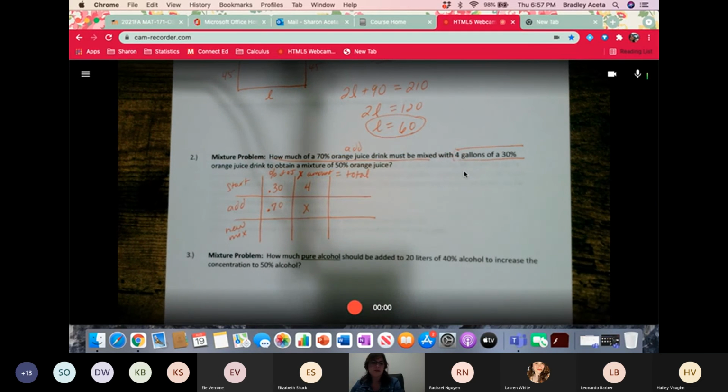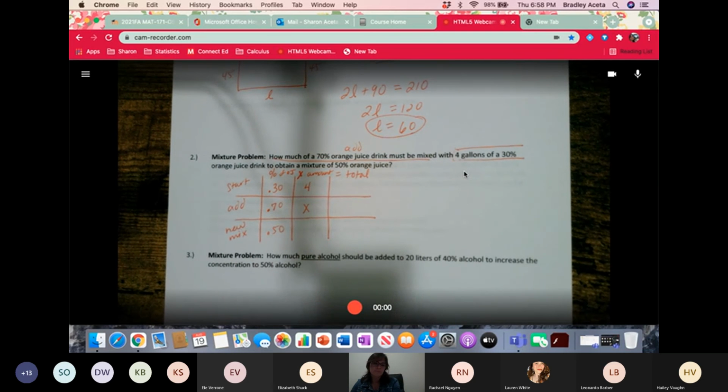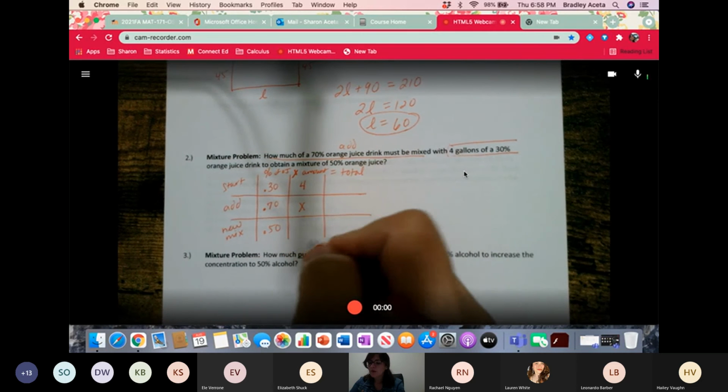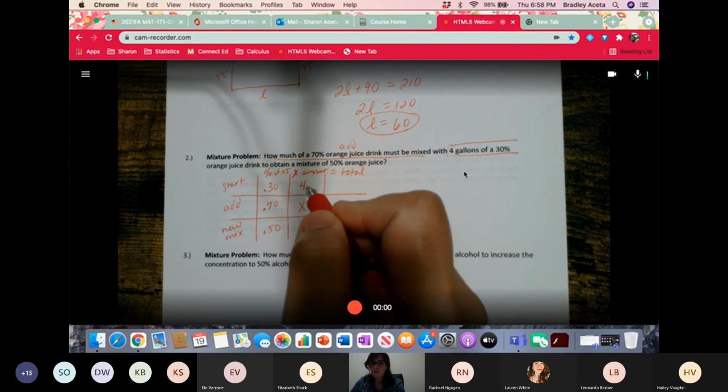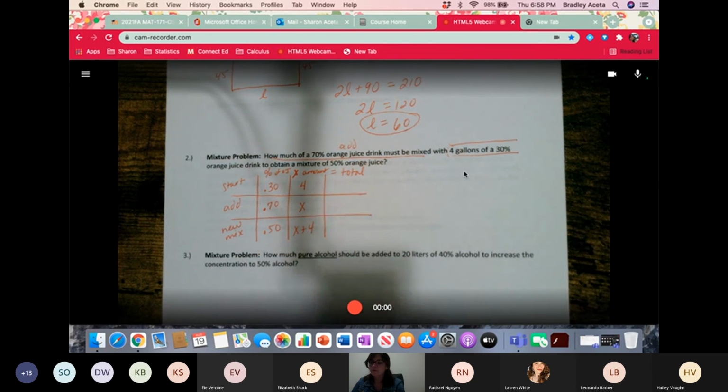So how much should I add? Should I add 5 of this 70% orange juice? Should I add 12? What should I add? And I want it to now obtain a mixture of 50%. I want it to now go to 50% orange juice. What would be the amount of my new mixture? Well, I had 4 to begin with. I added X amount, so X plus 4.